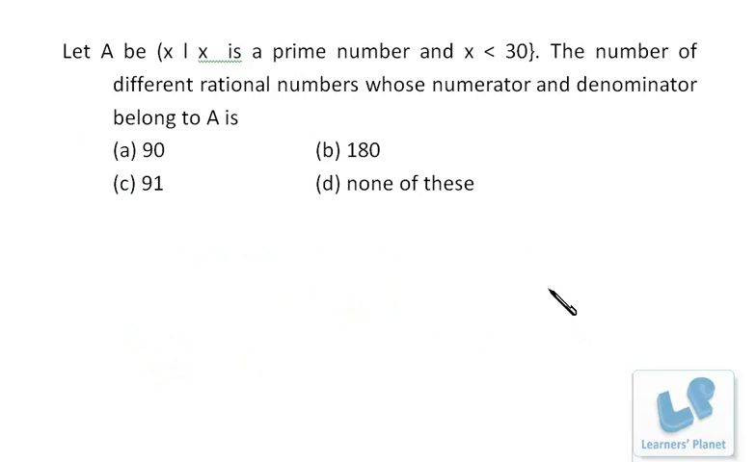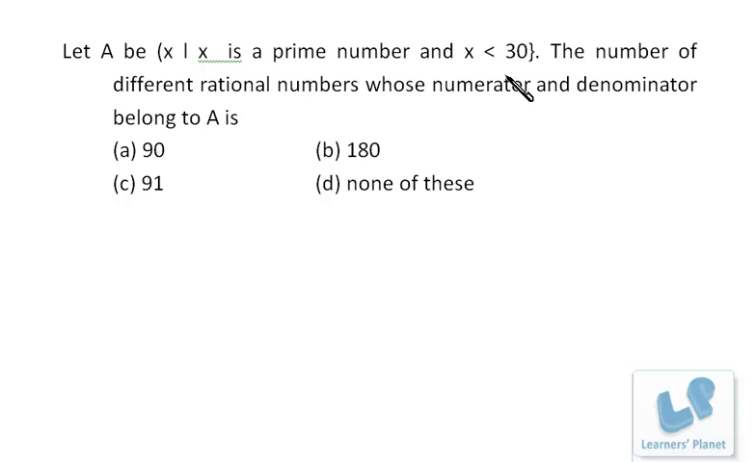Now friends, let's try this interesting question. Let A be such that x is a prime number and x is less than 30. The number of different rational numbers whose numerator and denominator belong to A is. That means we have to find out how many numbers are there where numerator and denominator are prime numbers, right?